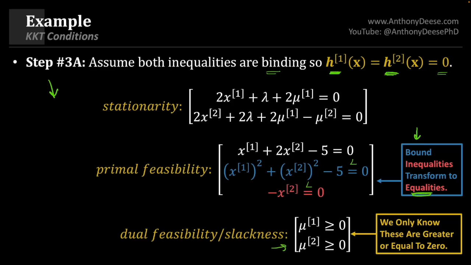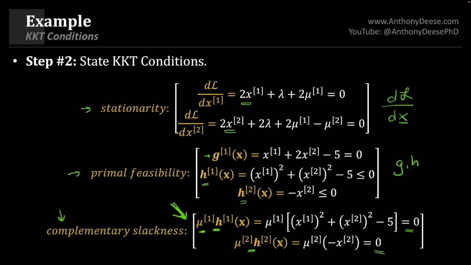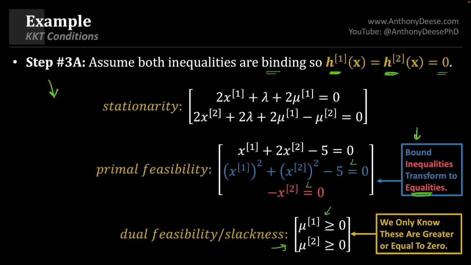I replaced the complementary slackness with really more of the dual feasibility condition, because now we know that mu 1 and 2 must be greater than or equal to 0, and there's really no need to write out this full thing right here, because we know, at least for the first assumption, h is equal to 0 and mu is not. All right, so we've set our initial assumptions, or we've adapted the KKT conditions to coincide with our assumption, which is stated right here. Why do we choose this one first? No reason, right? We can do them in any order.